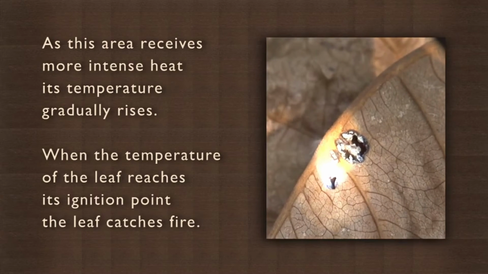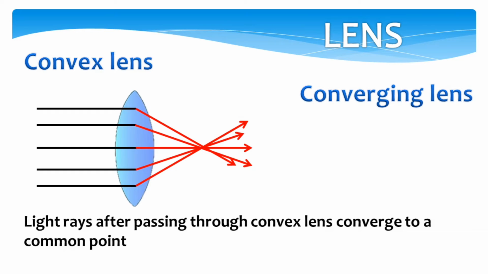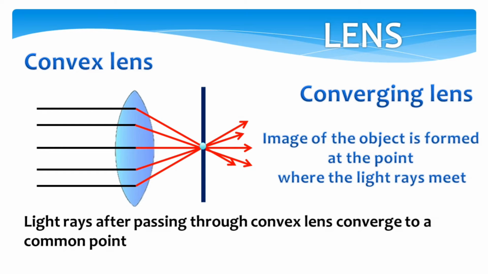In this activity, what you saw as a bright spot was actually the image of the sun. We have already learned that image is formed when light rays meet after reflection or after refraction. So in a convex lens, when the parallel light rays are converging to a point, at that point the image is formed. Let us now understand about a concave lens.